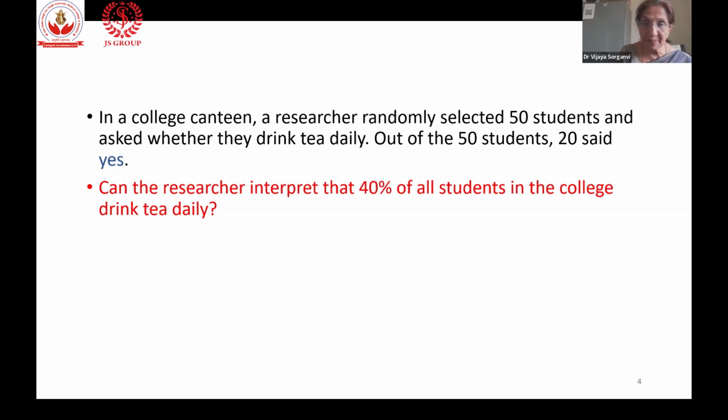So the answer is maybe, because a college usually has more than 500, 600 students, even thousands. He selected randomly only 50 students, so with a 40% proportion of drinking tea in his college, he cannot say no, but the answer can be maybe, or yes.